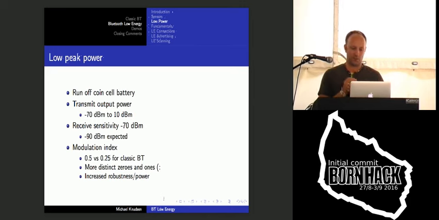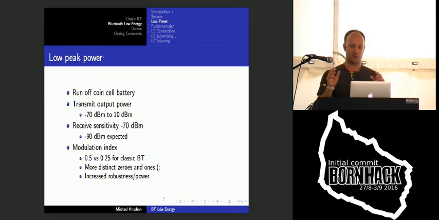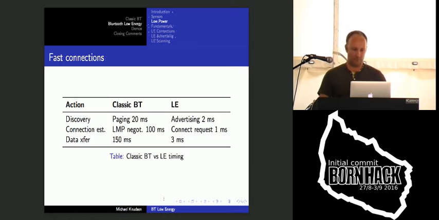Finally, there's something in RF called the modulation index. For LE, this is 0.5, and for classic Bluetooth, this is 0.25. Basically, this means that it's much easier to distinguish a 0 from a 1 in LE than in classic Bluetooth. So this gives increased robustness for a given power level. And when you have increased robustness, with a smaller amount of power your signal can be transferred over longer distances and still be picked up correctly at the other end of the connection. So, that's low peak power.